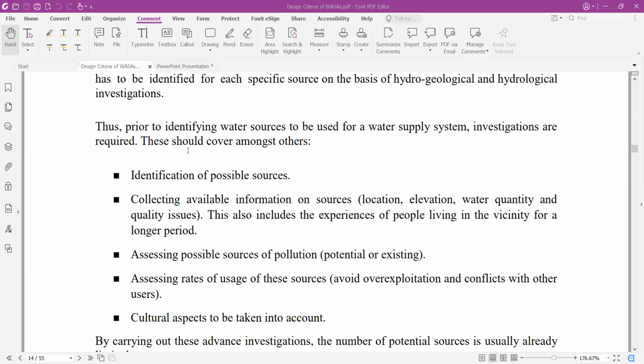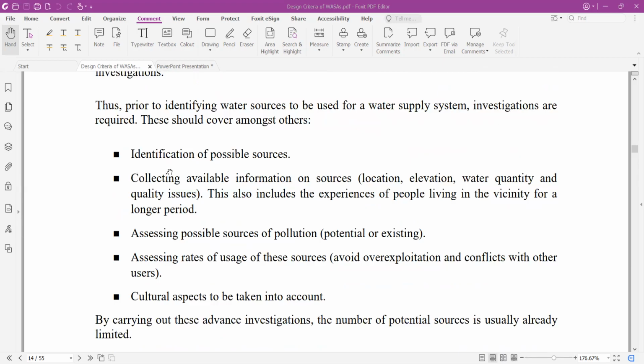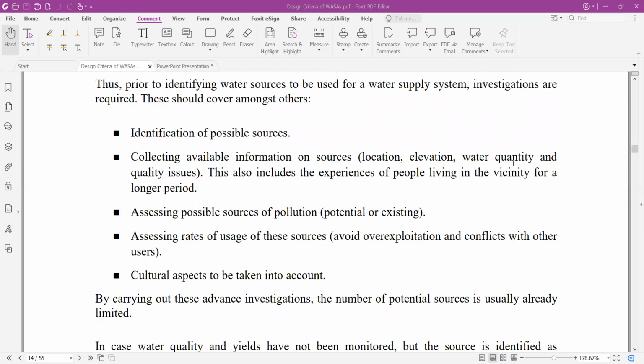First of all, you have to identify possible sources, collecting available information about the location, elevation, and water quantity. I have shown you the different methodologies to measure the flow rate of water, for example, for a stream or river. For the groundwater, how to measure the quantity of groundwater. Similarly, for the pond and the spring. These are the different methodologies mostly used to identify water quantity.